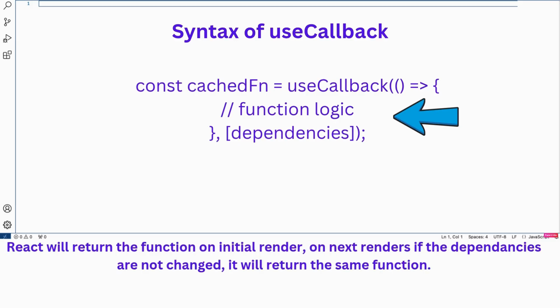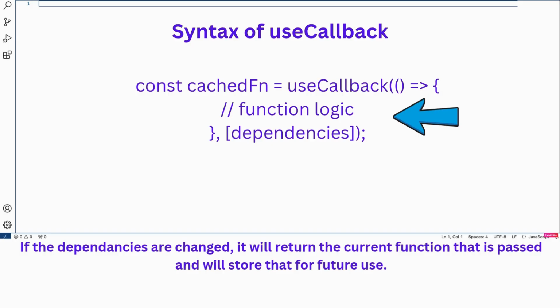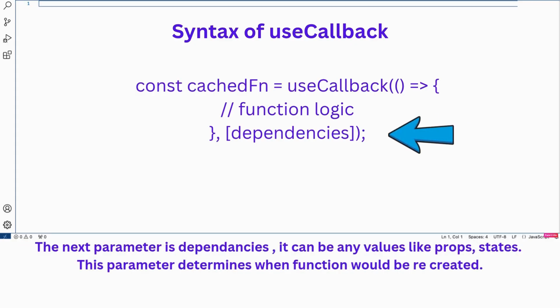React will return the function on initial render. On next renders, if the dependencies have not changed, it will return the same function. If the dependencies have changed, it will return the current function that is passed and will store that for future use. The next parameter is dependencies.